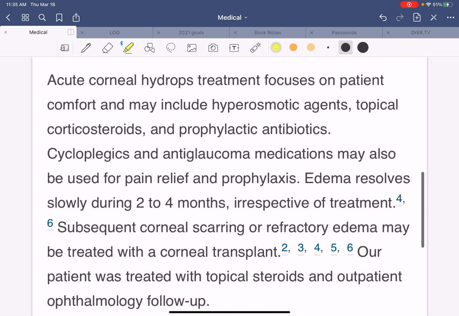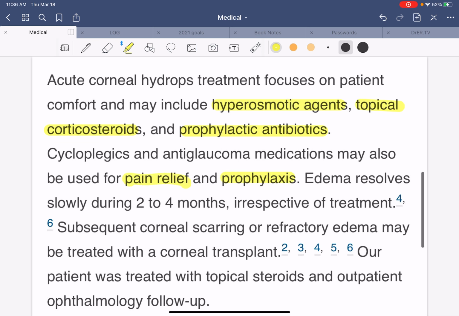The acute corneal hydrops treatment focuses on patient comfort. This is an extremely painful condition and may include hyperosmotic agents, topical corticosteroids, and prophylactic antibiotics. Cycloplegics are medicines that basically stun the iris from contracting in response to light, and anti-glaucoma medications to reduce the internal pressure of the eye may also be used for pain relief and prophylaxis.